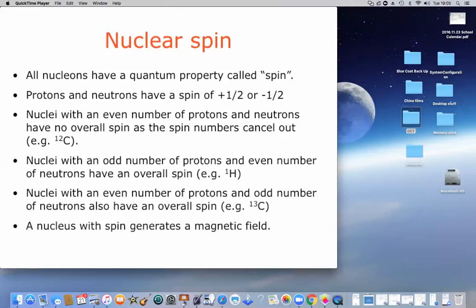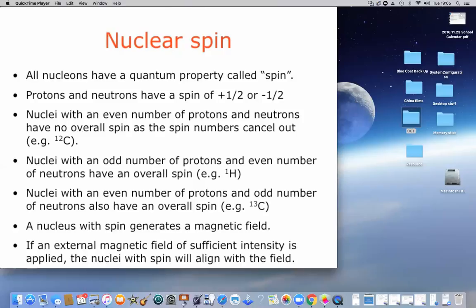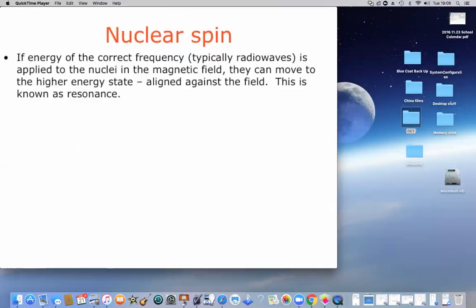Now, the reason we can make use of this property of nuclei is that a nucleus with an overall spin generates its own magnetic field, and that magnetic field of the nucleus with spin will interact with an external magnetic field. If the external magnetic field is sufficiently large, what happens is that the nuclei with spin will align with that field, much like putting a bar magnet or a piece of metal into a magnetic field. It may spin to align with the field. It's a similar kind of principle behind this. So a little bit more information.